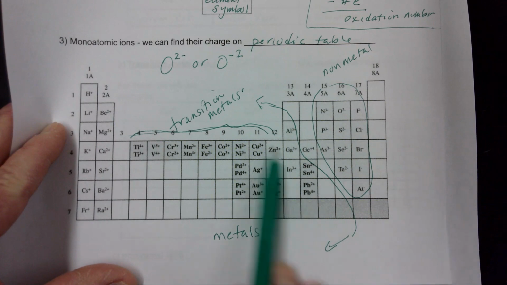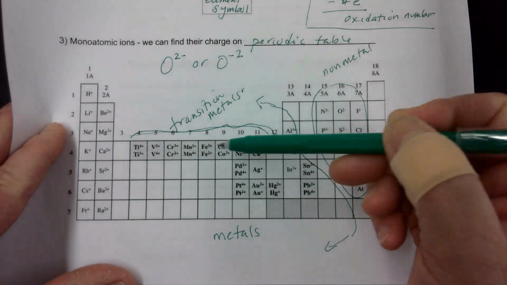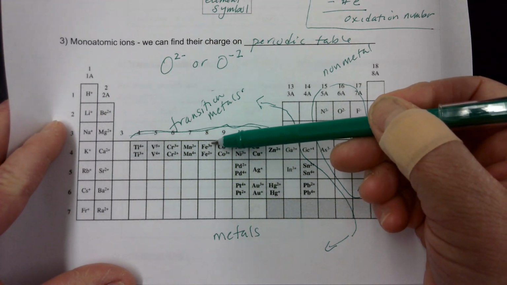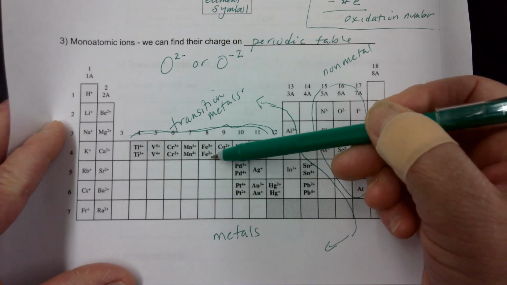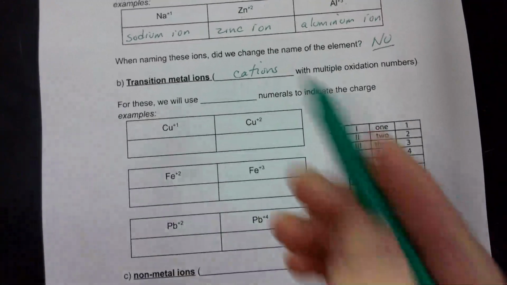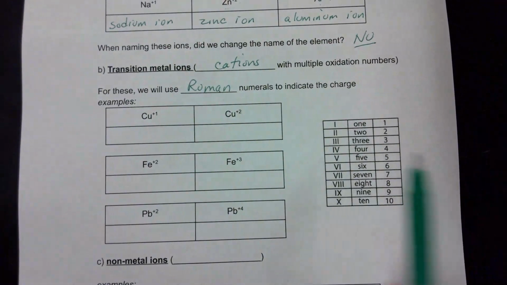And for these elements and these elements alone, we're going to have to be very specific to tell people: are we referring to the iron 3+ ion, or are we referring to the iron 2+ ion? So we are going to need to indicate that. To do this, we are going to use what are called Roman numerals.